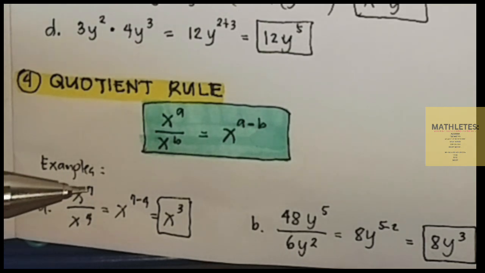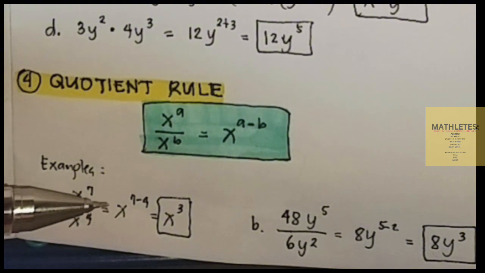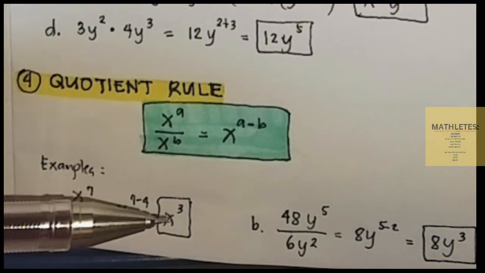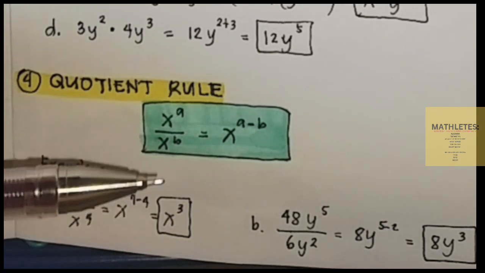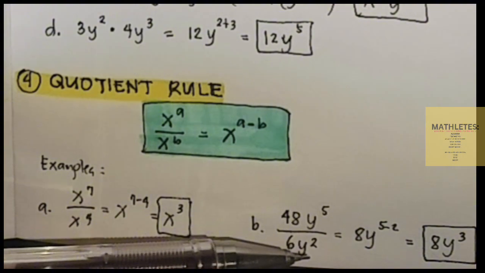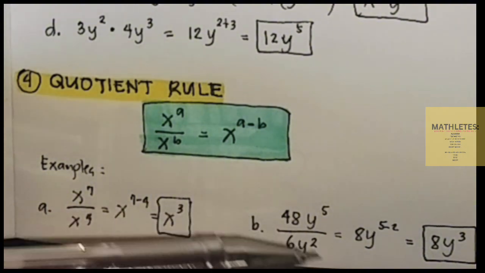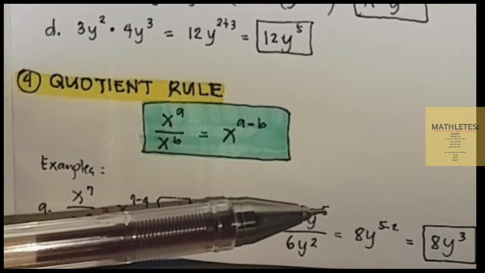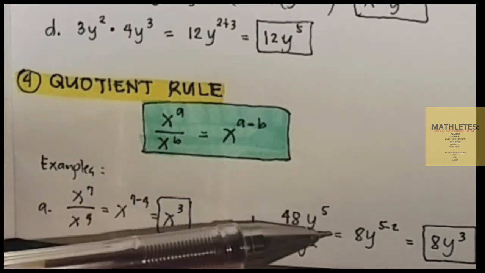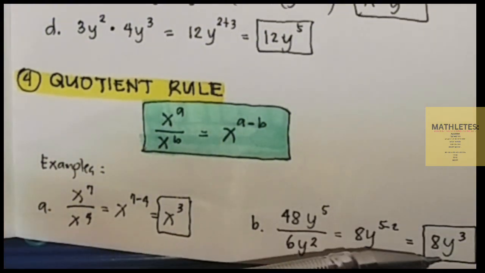For example, x to the power of 7 divided by x to the power of 4. The answer will be, you copy the base, then you subtract the exponents. So 7 minus 4, so the result will be x to the power of 3, or x cubed. Another one is 48y raised to the power of 5 divided by 6y squared. You divide the coefficients first, 48 divided by 6, that's 8. Then for y to the 5th power, you copy the base y, then subtract the exponents, 5 minus 2. So the result will be 8y, 5 minus 2 is 3, so 8y cubed.